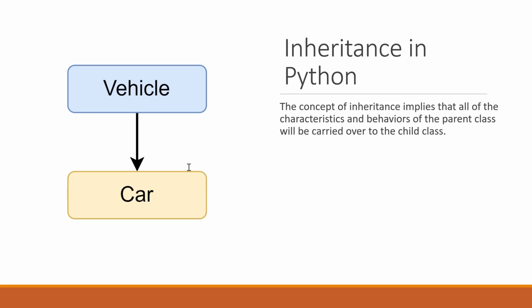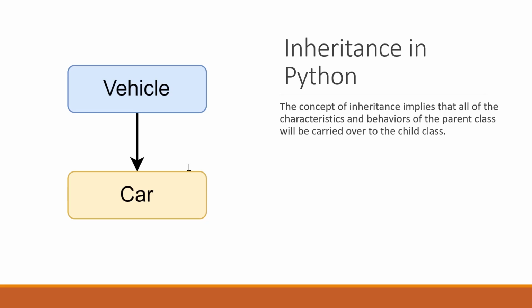So the concept of inheritance simply implies that all the characteristics and the behavior of a parent class will be carried over to the child class. So with the help of inheritance, we may define a class in Python that utilizes all the traits and features of another class. In this, when a new class is defined, an existing class is hardly changed at all. Moreover, a new class is referred to as a derived class, or we can say a child class, and the base class, which is the parent class, is the one from which it has been inherited.